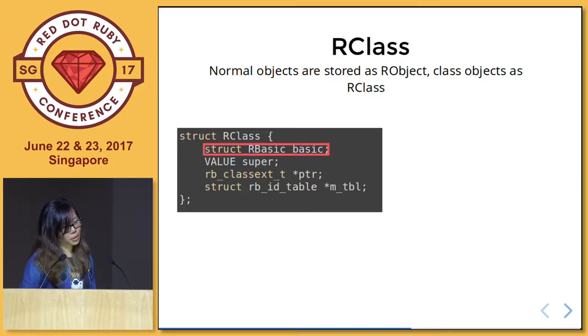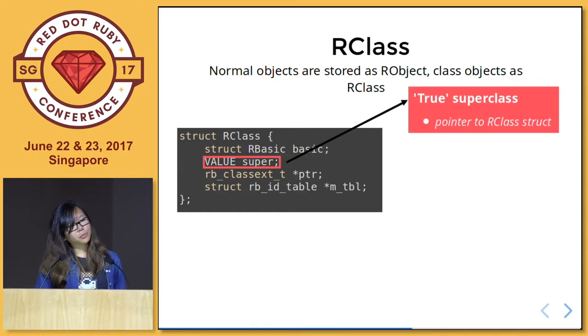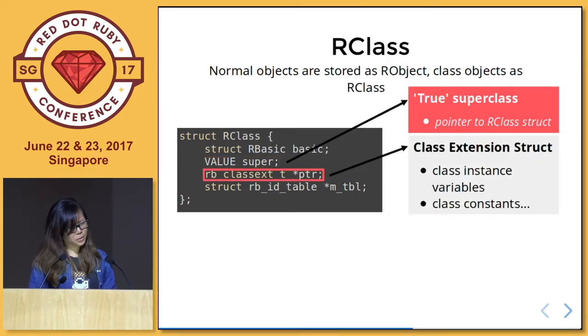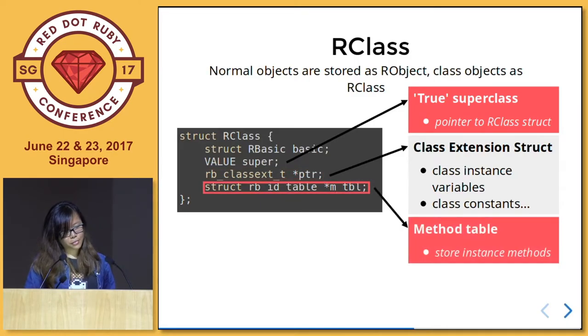Again, we have R basic, so it also has flags and class. But importantly, we also have this super member, which is a reference to the superclass of this class, so it also points to an R class struct. And then we have this pointer to something called a Ruby class extension struct, which we won't worry about, but I should mention that since class objects are also instance objects, they can also have instance variables, and these class instance variables are actually stored in this class extension struct. Finally, we have a pointer to the method table, so this is where all the instance methods are stored, and this is the table that's looked up during method dispatch.